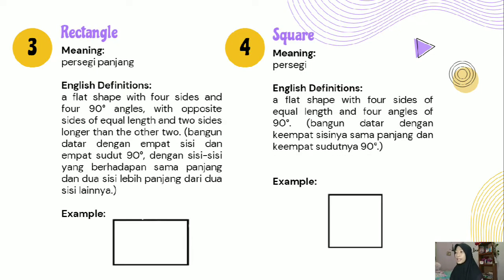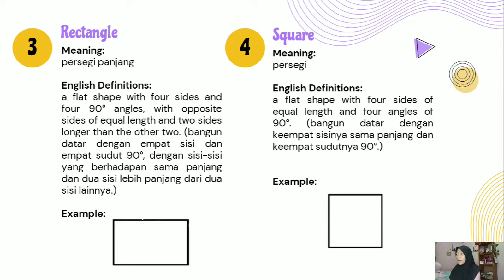Number 3, rectangle, meaning in Indonesian language is persegi panjang. English definition, a flat shape with 4 sides and 4 90-degree angles with opposite sides of equal length and 2 sides longer than the other 2. Example.